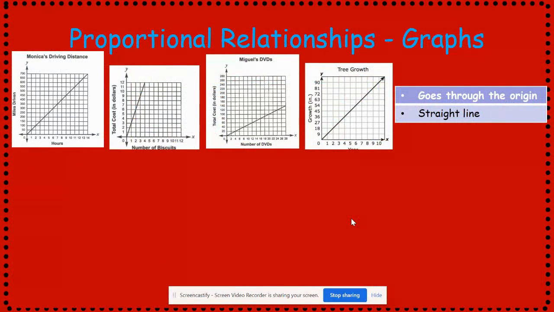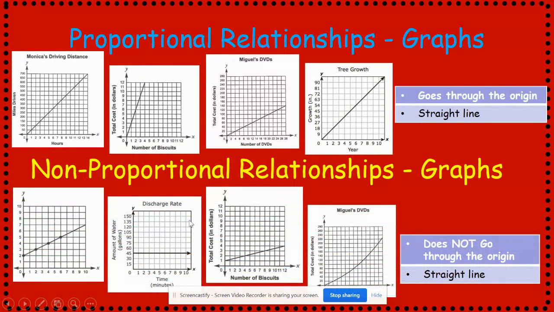With graphs, we can easily identify a proportional relationship. If the line goes through the point of origin, which is 0, 0, and we see a straight line, it shows a proportional relationship. We see that each of these graphs shows a proportional relationship.